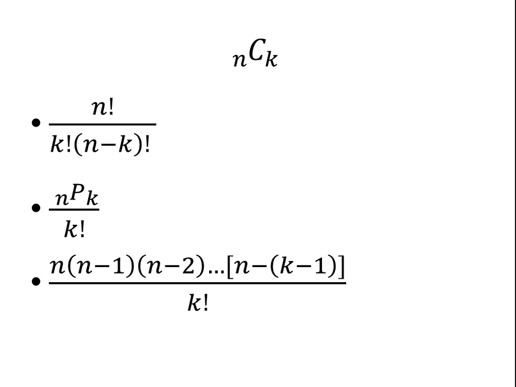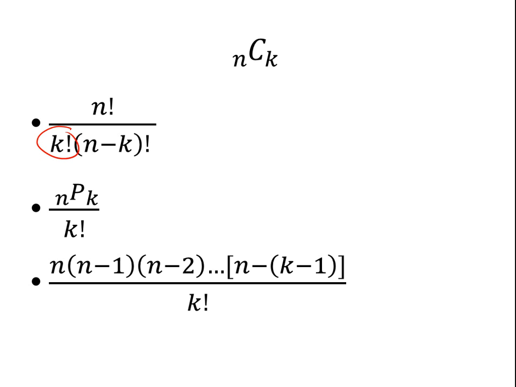Okay, so here's the formula for our combination, which as you notice is slightly different than a permutation because the only difference is this k factorial on the bottom. So the combination is always going to have a k factorial on the bottom along with the n minus k factorial. So that's the only difference between the two.